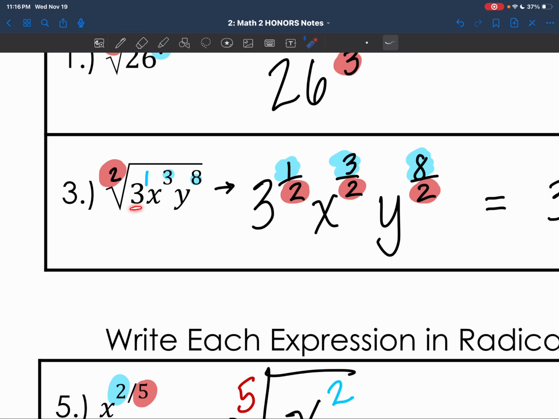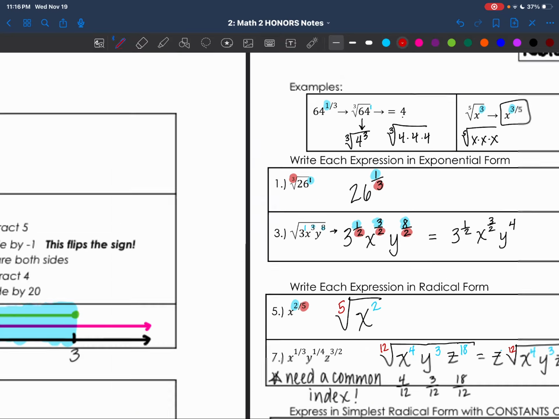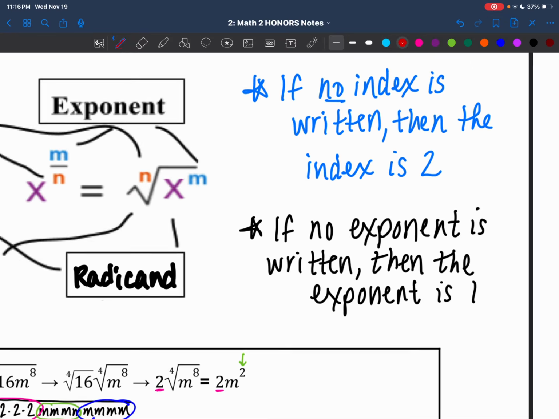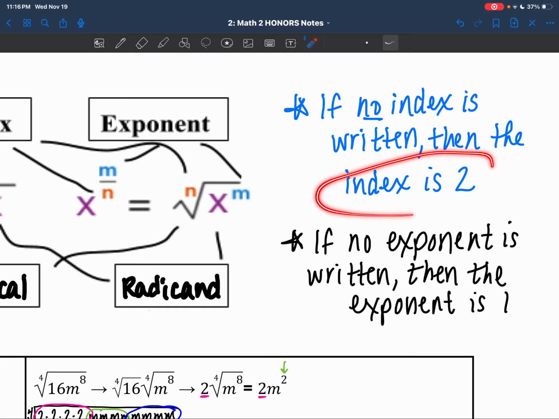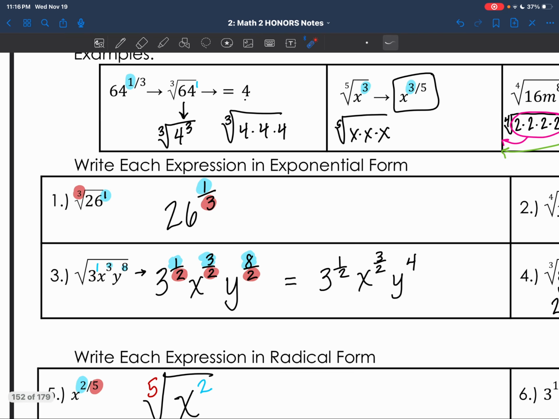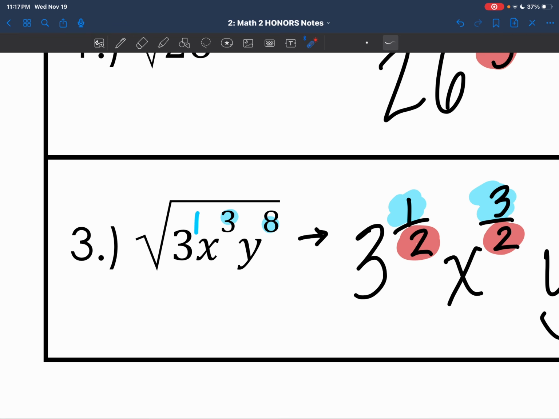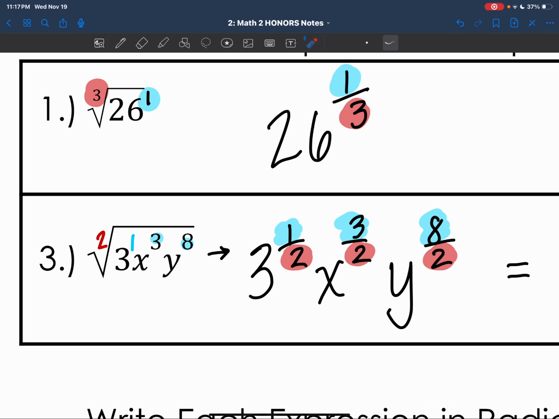So I've got my base of 3. I've got the exponent of 1 and your index of 2. Now again, this 2 was not written there, but what I said here is if no index is written, then your index is 2. So let's go back here. So I'm going to write in a 2, just as a reminder. All right, so now I've got my index of 2. So now I'm going to go to the radicand, which is your base.